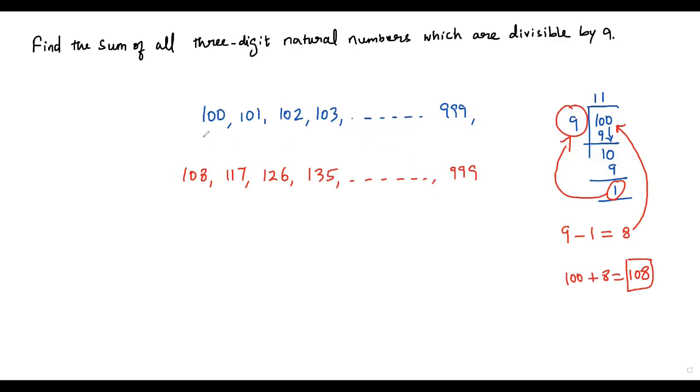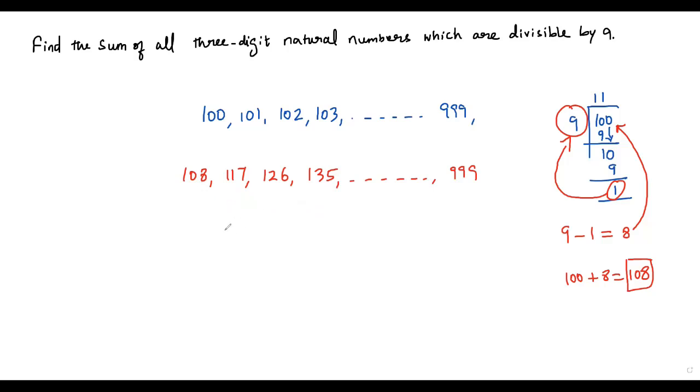So among all the 3-digit natural numbers, I have identified the ones which are evenly divisible by 9. When I look at this, the 3-digit natural numbers which are evenly divisible by 9 form a sequence. So what type of sequence is this? The difference between the first two consecutive terms is 9. What is the difference between the next two consecutive terms? 9. Next, 9. So the difference between any two consecutive terms in this sequence is 9. So clearly it is an arithmetic progression.